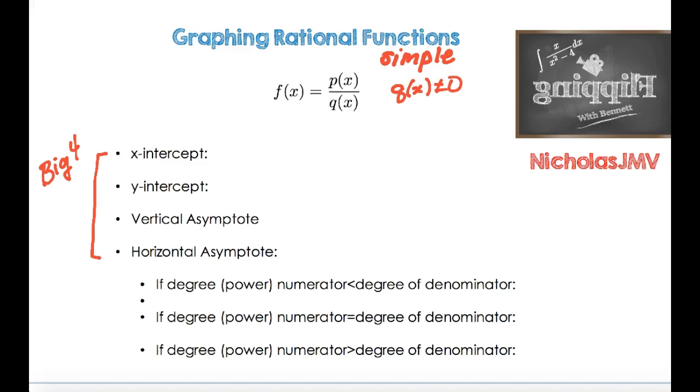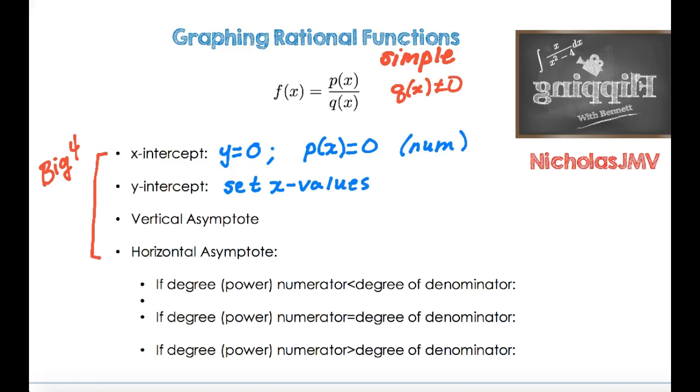So to find the x-intercept, the x-intercept means that y has to be 0, and the only way to make a fraction 0 is to set your numerator equal to 0. So in this case you set p of x equal to 0. The numerator goes to 0, okay? Now the y-intercept is a little bit different. You just set x equal to 0. So set all your x values equal to 0, so you're going to essentially just ignore them.